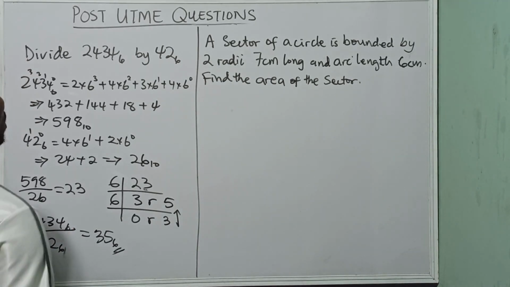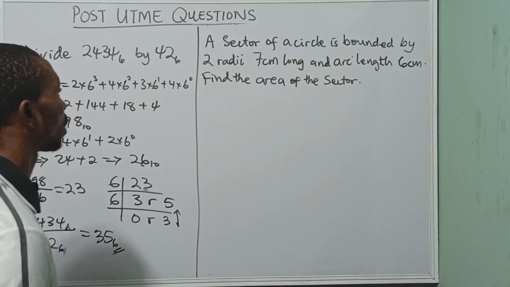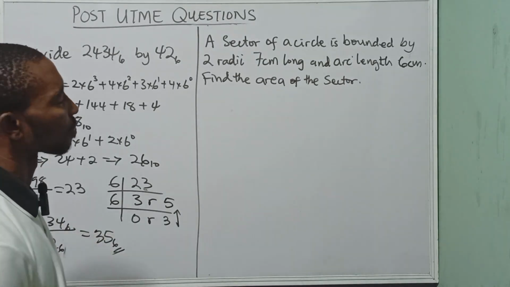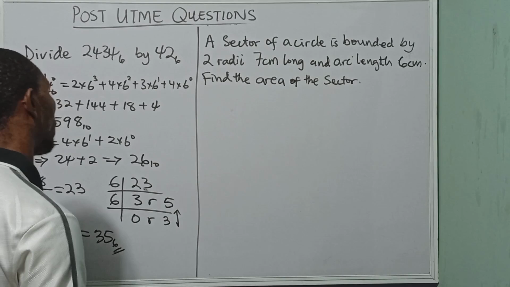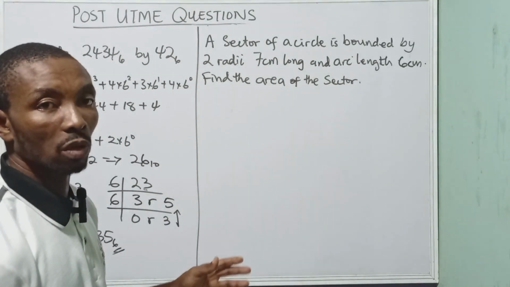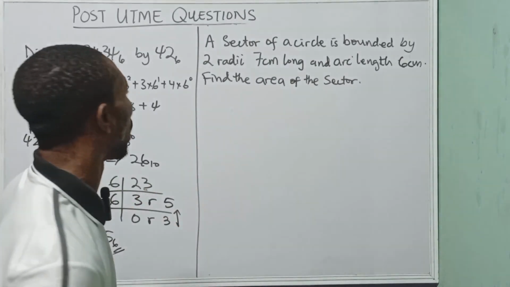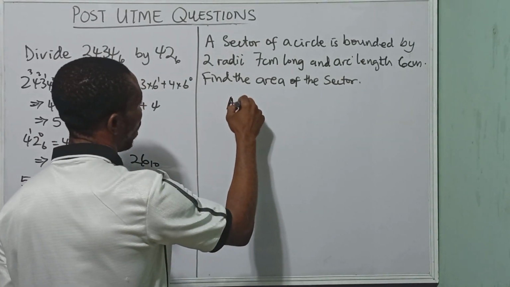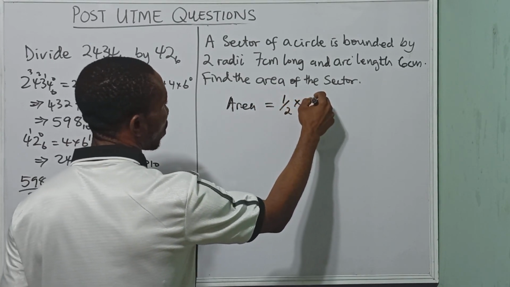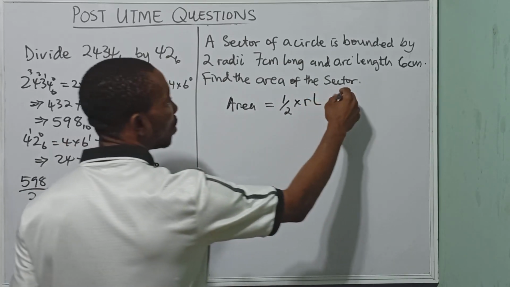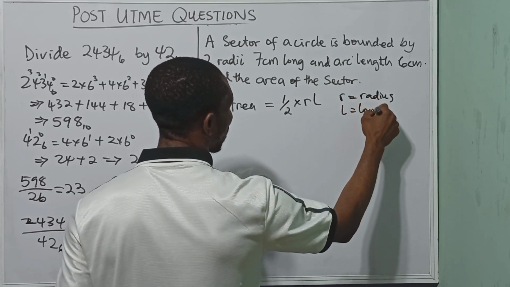Now, to our next question. It says, a sector of a circle is bounded by 2 radii, which are 7 cm long, and an arc length of 6 cm. Now we should find the area of our sector. We have to notice that here we do not have any angle given. So we are going to use a formula that says area of sector equals half times RL, where R equals radius and L equals length of arc.